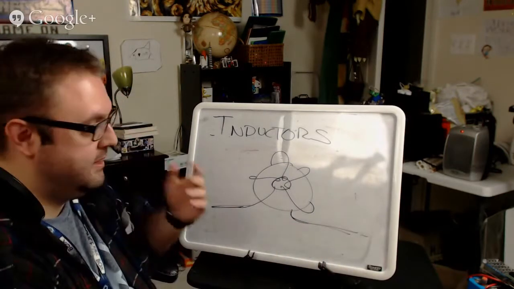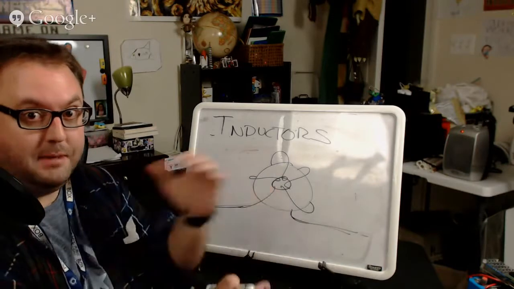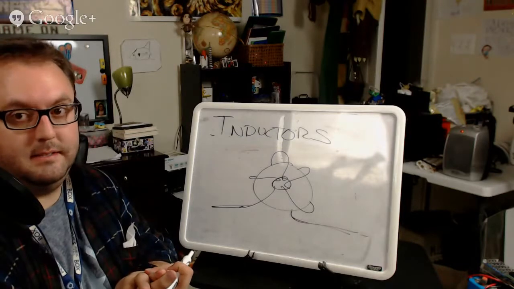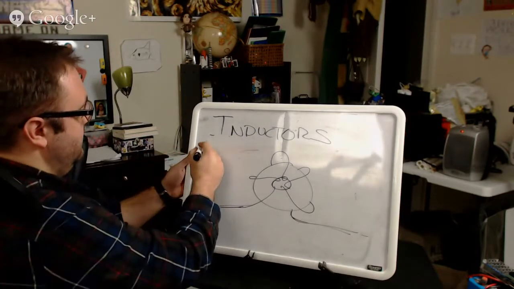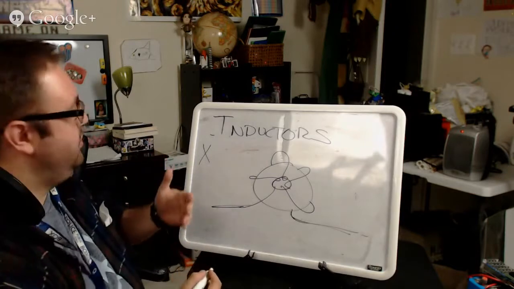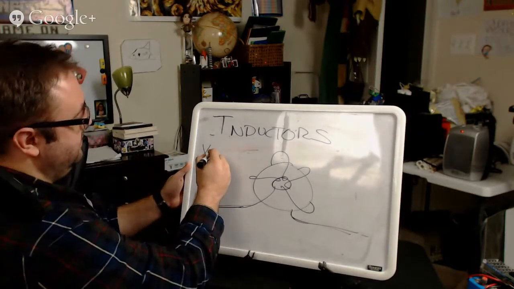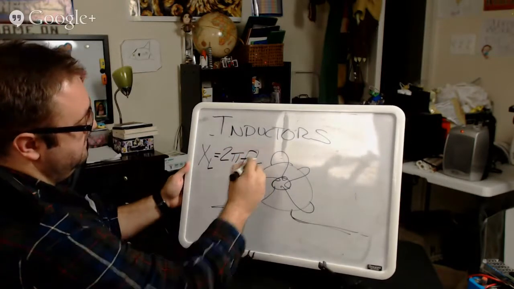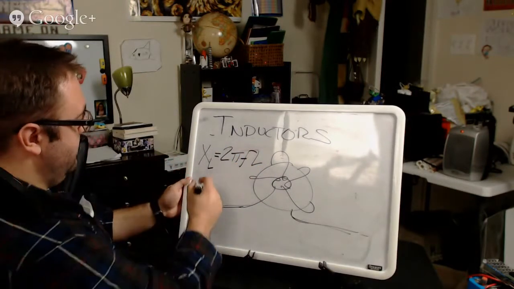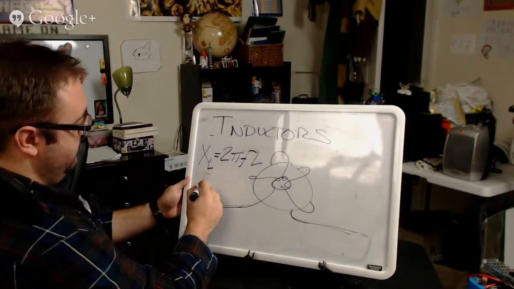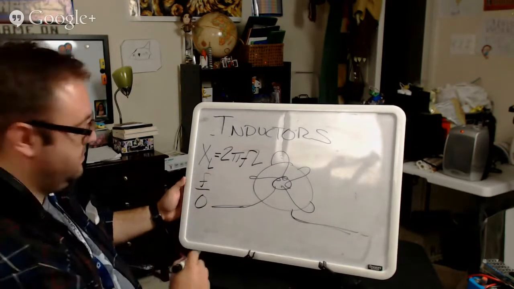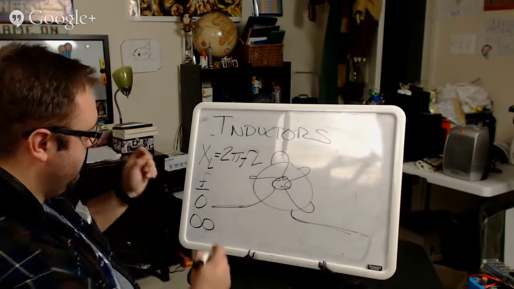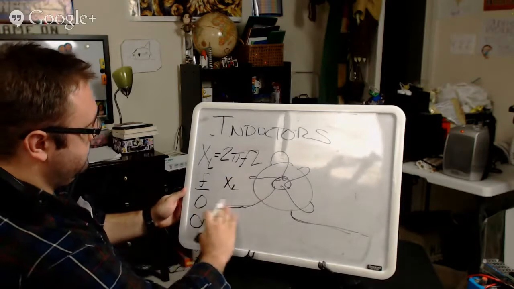So basically, just like the opposite of capacitance: whereas X sub C was 1 over 2 pi f C, X sub L is 2 pi f L. So again, if you think about it, what happens when f, the frequency, goes to 0? And what happens when it goes to an arbitrarily high frequency? What is my X sub L?